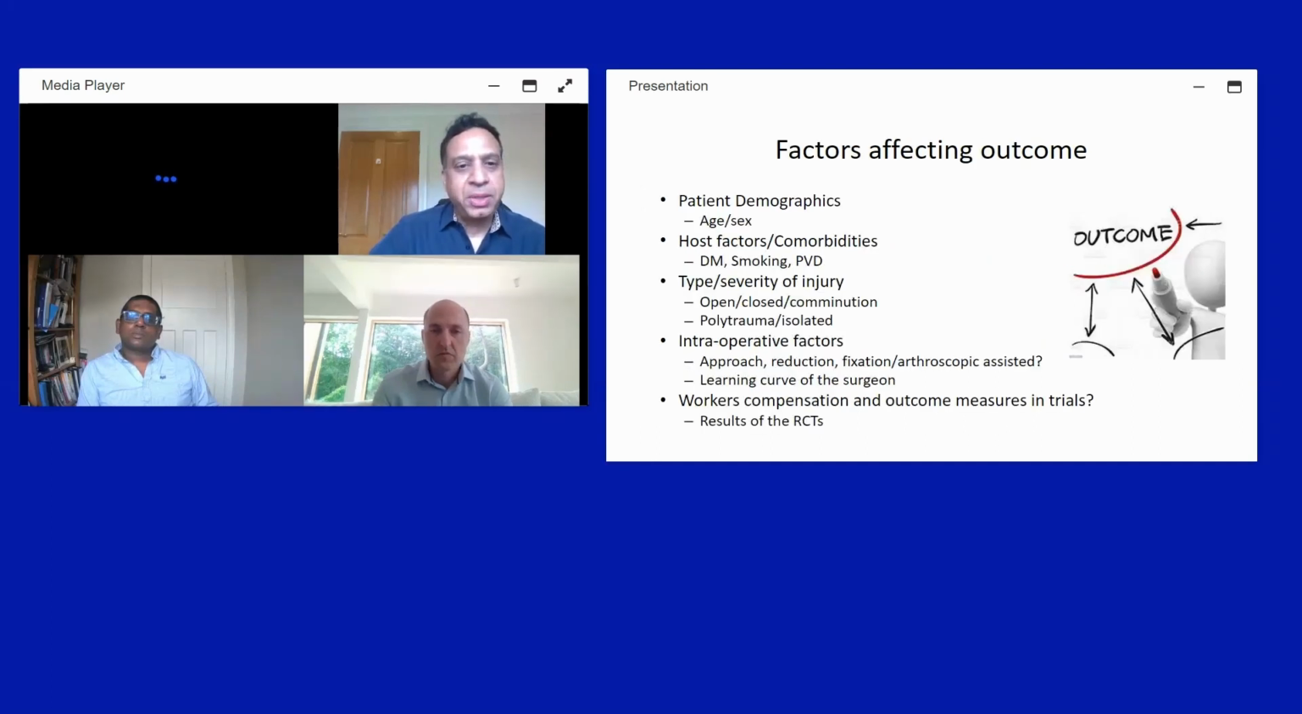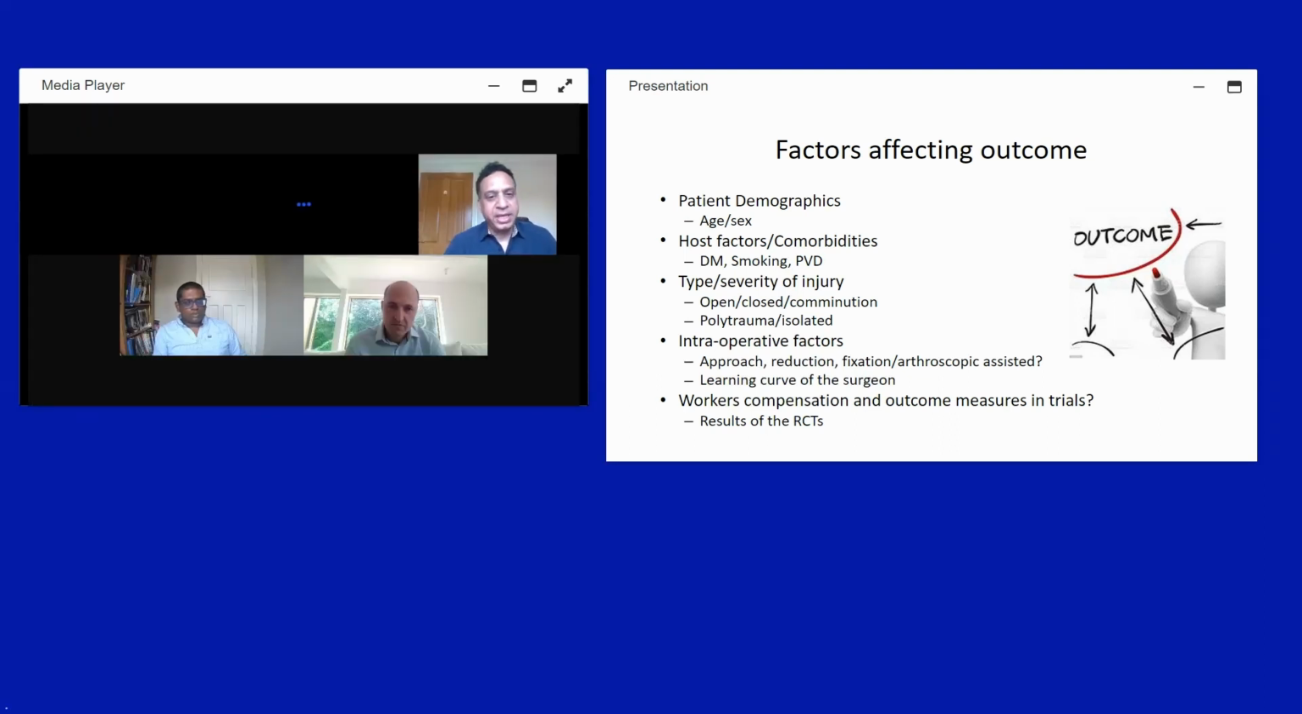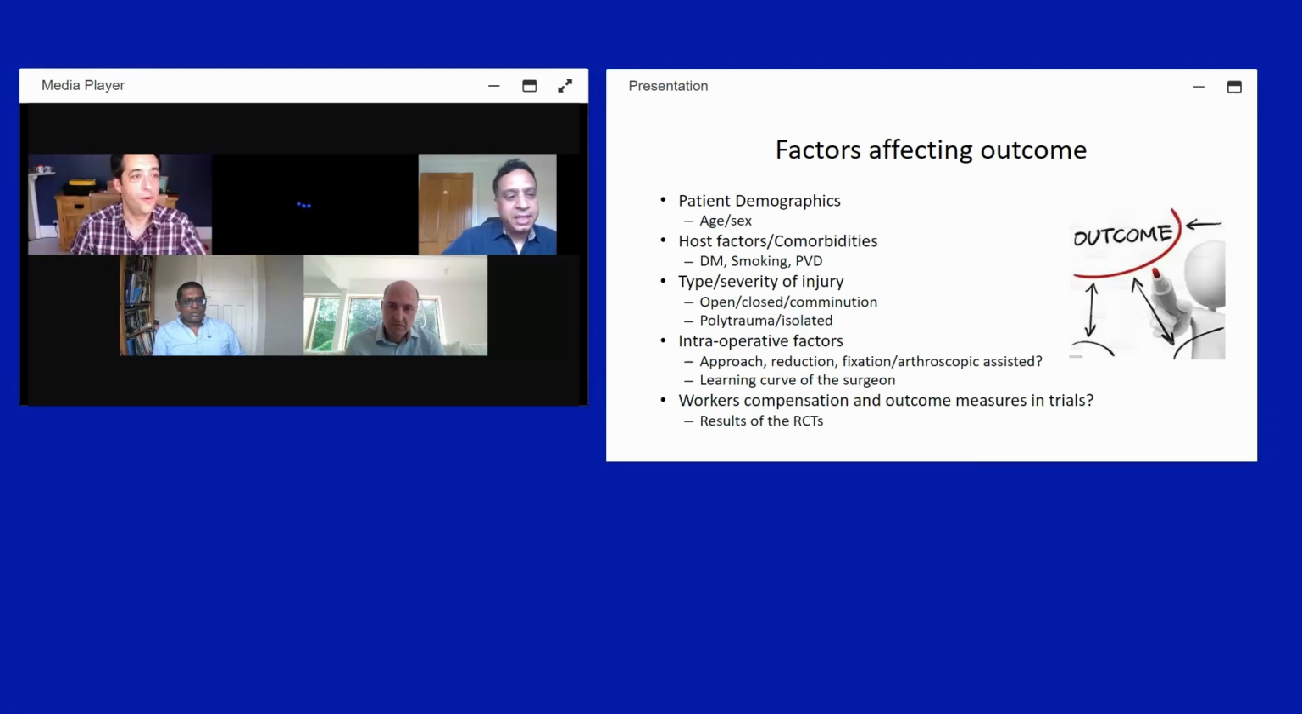So factors affecting outcome, there's plenty of those. I'm not going to go through each one of those, but I think key is to look at patient factors, host factors, comorbidities. What approach are we going to use? Is there a learning curve for the surgeon for this particular type of complex injury to treat? And there have been randomized controlled trials on this particular injury. And I'm just going to go through quickly three of those randomized trials, and then we can talk about some cases relating to this injury and leading to some discussion further. Thank you. Next one, please.